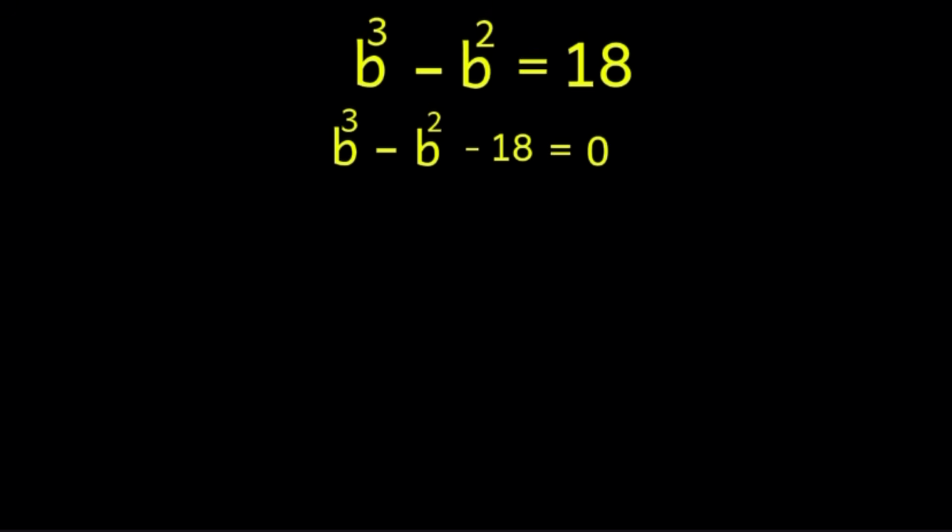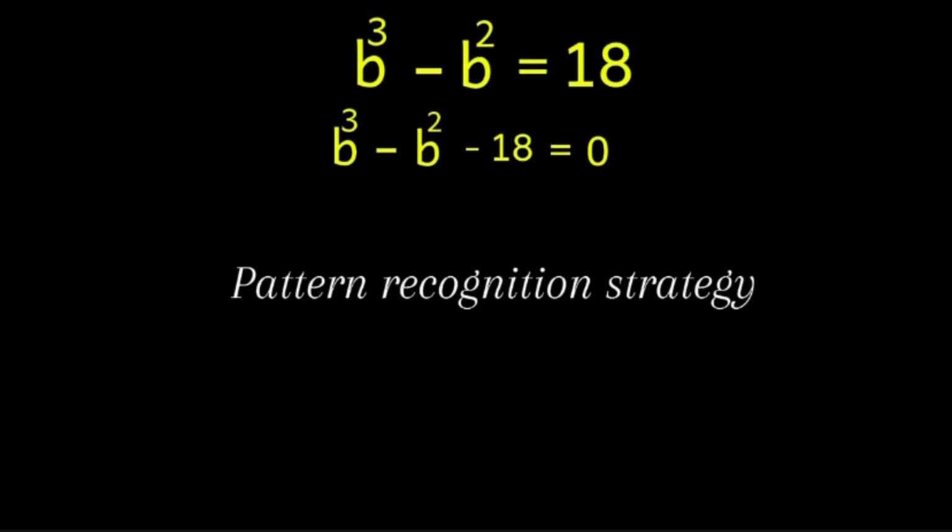The trick here is to rewrite 18 as 27 minus 9. You might wonder why we chose 27 minus 9 and not some other combination. Well, the reason is simple. 27 is 3 cubed and 9 is 3 squared, which allows us to match the powers correctly, cubes with cubes and squares with squares. This is a pattern recognition strategy that makes factoring much easier, and it is a smart trick that most students overlook.